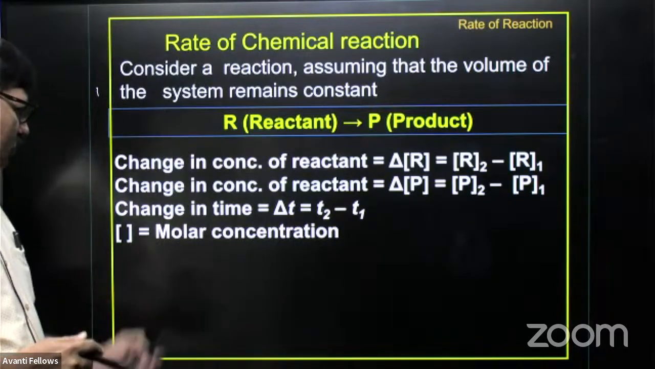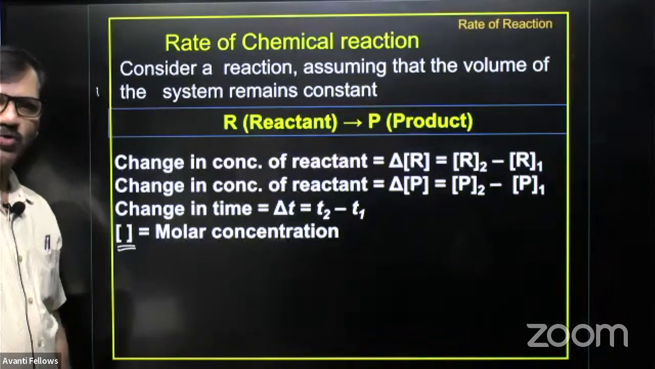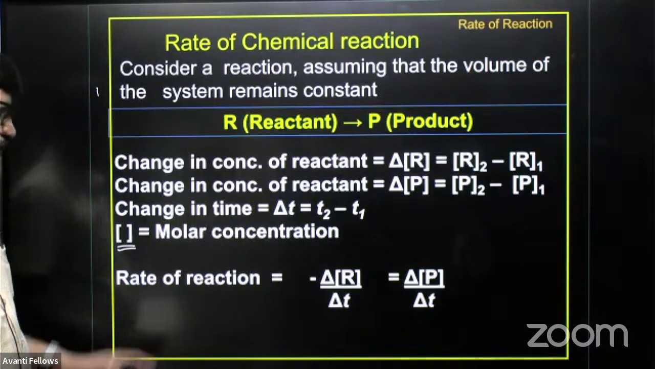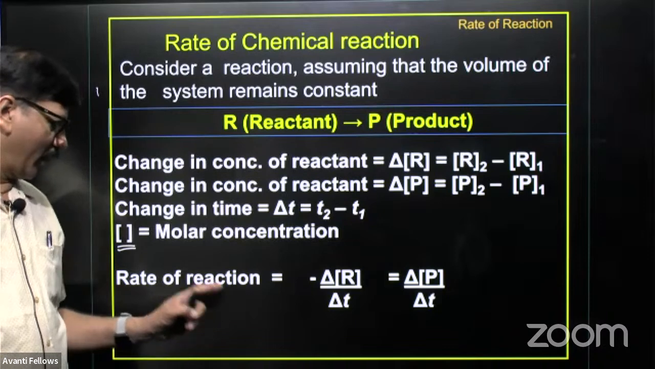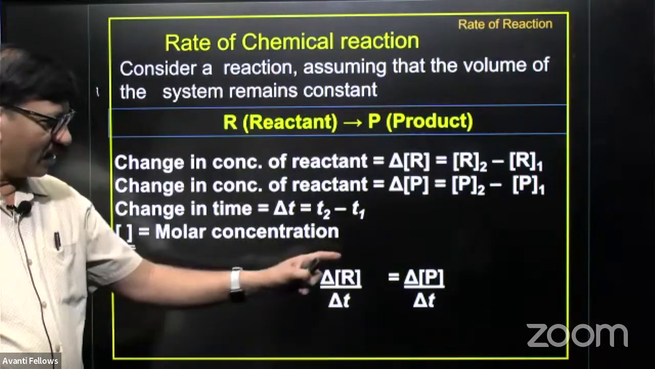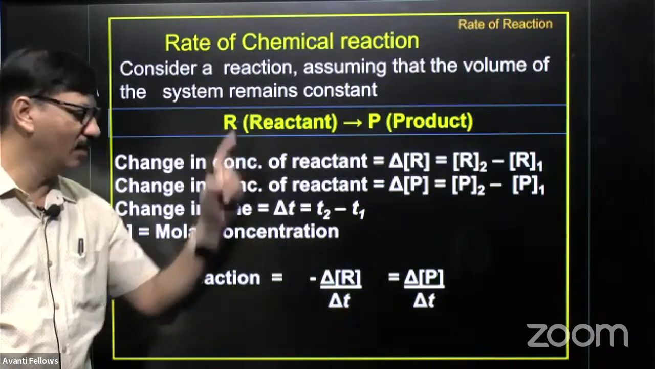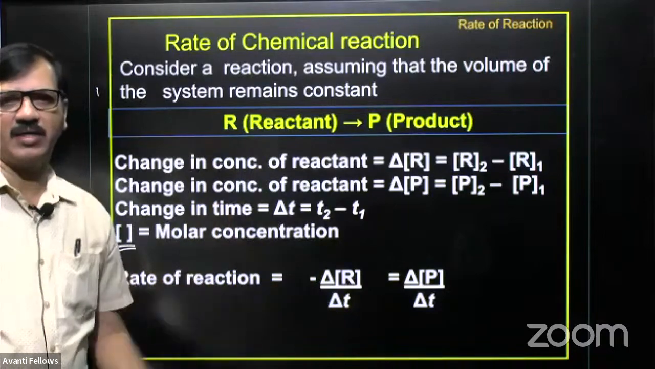So concentration is molar concentration. This is the one which we use, and square brackets are used. Therefore, the expression can be written in this way. Rate of the reaction is minus delta R by delta T, and plus delta P by delta T. For this reaction, mathematically it can be represented like this.